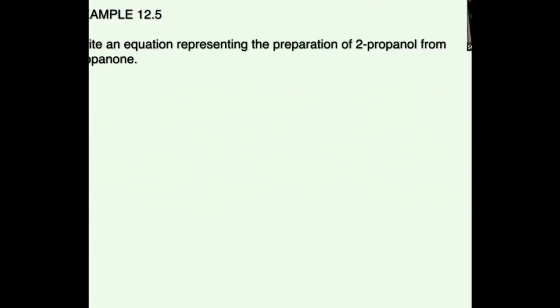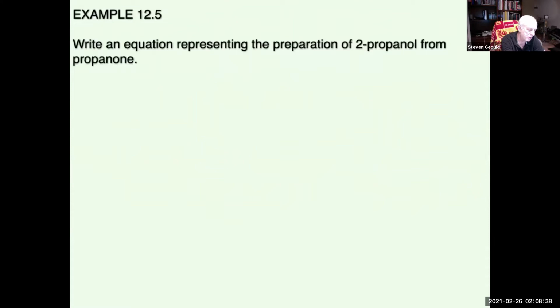Writing the equation for the preparation of 2-propanol from propanone. Propanone has an ONE ending, which means it's a ketone. Propane is 3 carbons, and on the number 2 carbon there's a double bond, a carbonyl group.